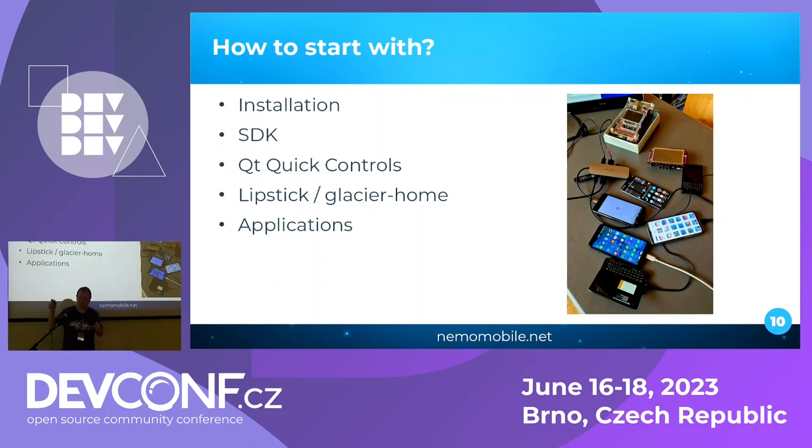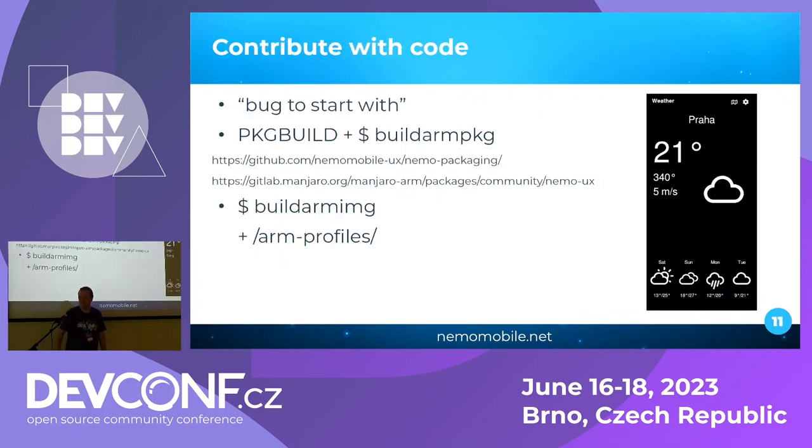We have some description of our Qt Quick controls, because they have a specific API, and the most important thing is that you need to know the names of the components to be able to choose the right one. Please try to contribute with code. That is the best option for me.